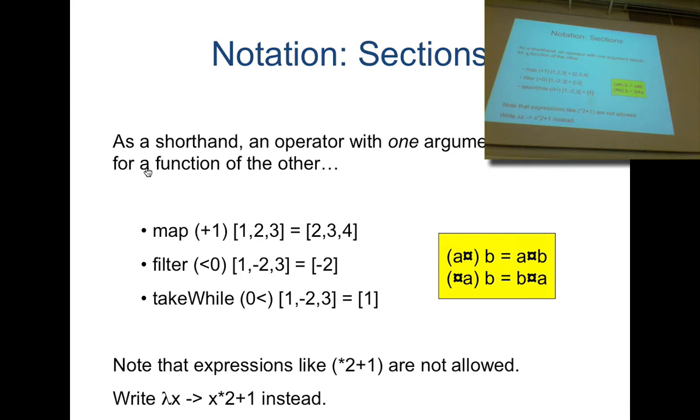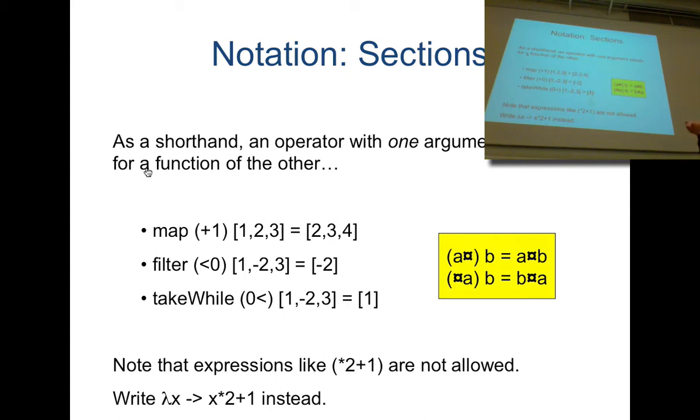There's a shorthand for building functions from operators. So remember, an operator is a two-argument function, and the arguments of an operator are written on either side of it. The symbol plus is an operator, you put its arguments on either side.